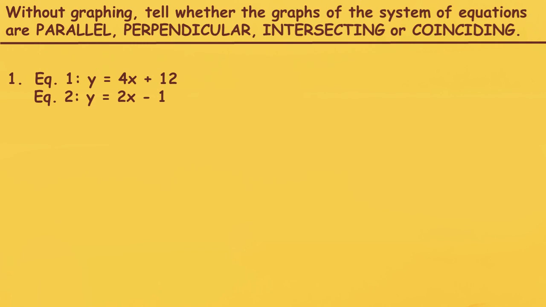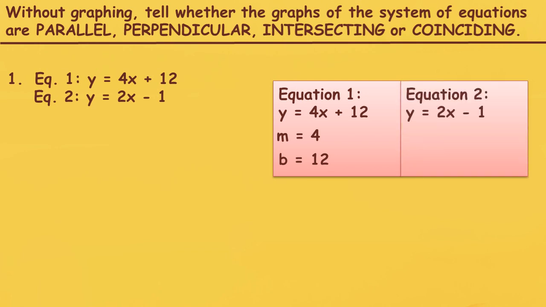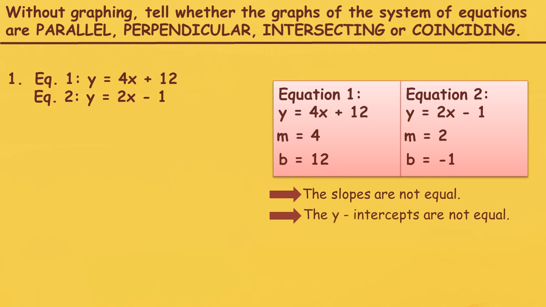So let's find out. Okay, so equation 1 muna tayo. So hanapin natin yung slope ng equation 1 as well as the y-intercept. Ang slope is 4, ang y-intercept is 12. And let us compare it to the slope and y-intercept of equation 2. Equation 2 is y is equal to 2x minus 1. Ang slope ay 2. Ang y-intercept is negative 1. So, comparing these two equations, the slopes are not equal. The y-intercepts are not equal.